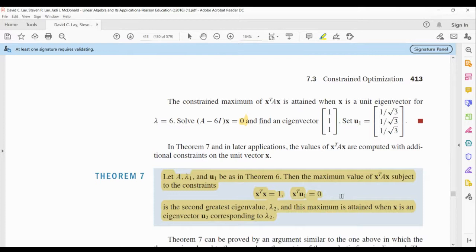Here's an example where you have two constraints. The norm of the vector equals 1, and the dot product of this vector x with u1, where u1 is the eigenvector corresponding to your maximum value, is required to equal 0. Then the maximum value is the second greatest eigenvalue, and the maximum is obtained at the eigenvector u2.